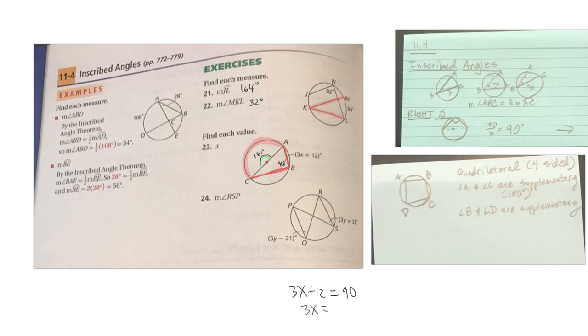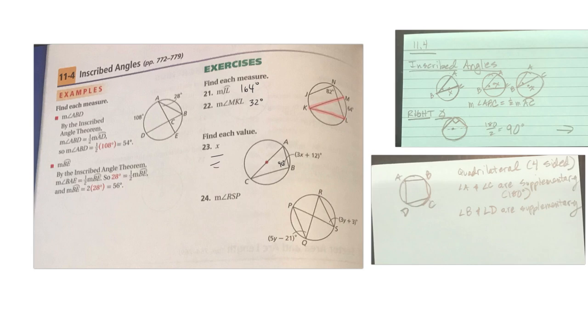3x plus 12 equals 90. Subtracting 12 from both sides would give me, I believe, 78. That would be 26, I believe. Let's see. Yes. So x is 26, and that's what they want. So we are done with that one. All right, looking at problem 24.